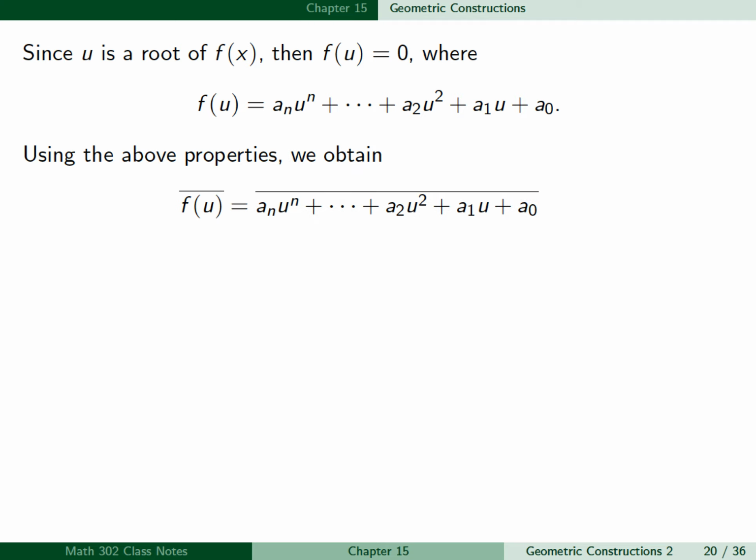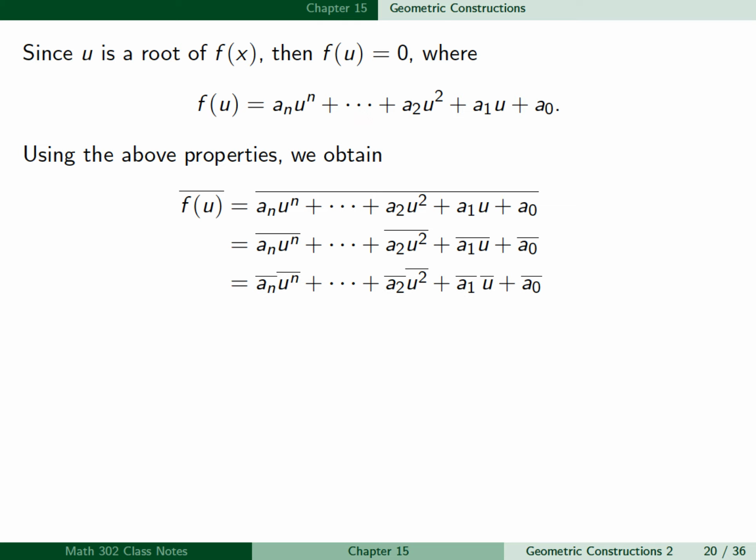And using the above properties, we obtain f of u bar is just the expression f of u with a bar over it. And this will be equal to a sub n u to the n bar plus dot dot dot down to a sub 2 u squared bar plus a1 u bar plus a naught bar. So the bar over the sum is going to be the sum of the bar over each of the individual terms in the sum. And this is going to be a sub n u to the n bar plus dot dot dot down to a sub 2 u squared bar plus a1 bar u bar plus a naught bar. And since each of the coefficients in f belong to the field F, then when we put the bar over a sub n, it's just going to be the same as a sub n, and similarly for a sub 2, a sub 1, and a sub naught, all the coefficients. And so this ends up being f of u bar.